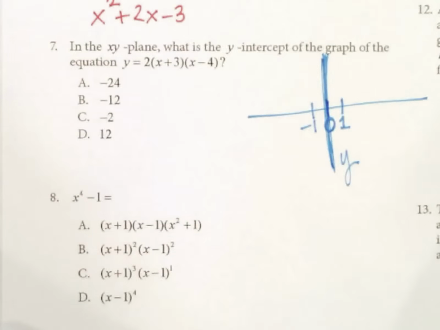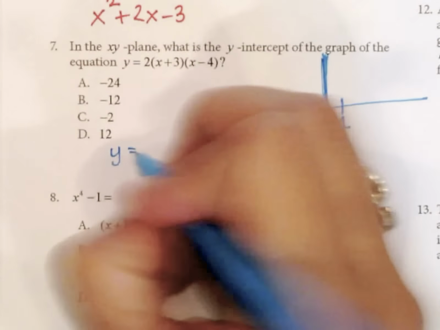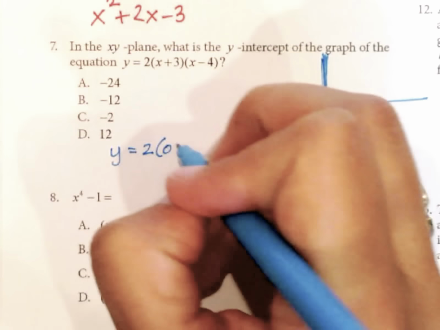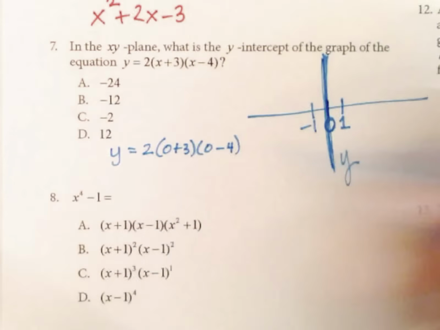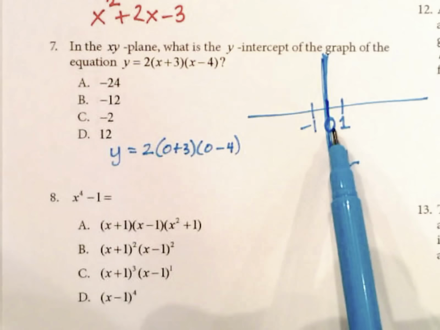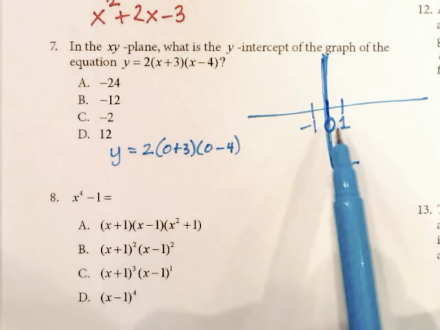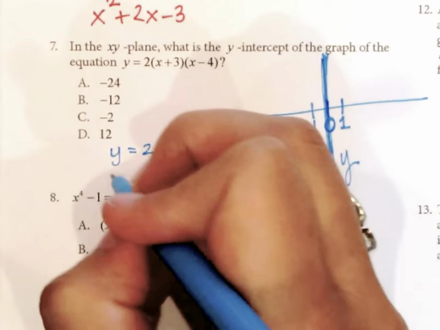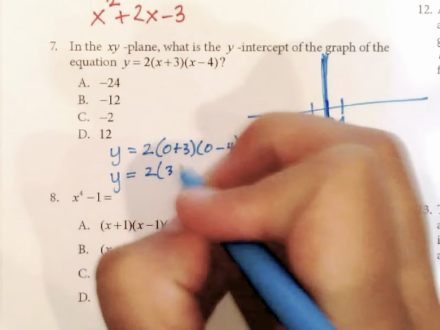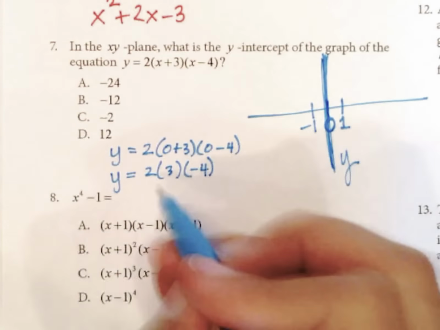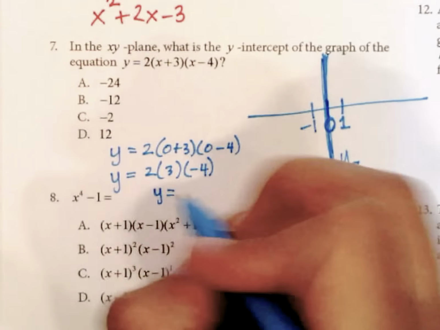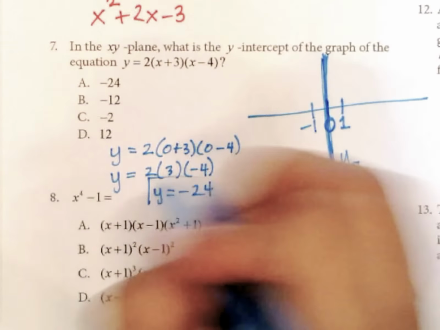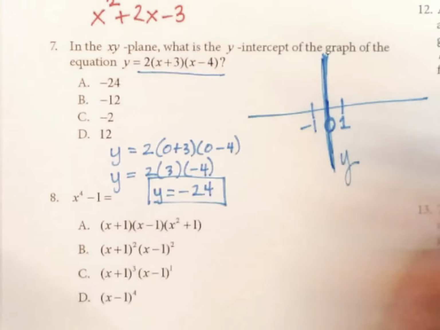So we're going to plug that into our function here. So y equals 2 times 0 plus 3 times 0 minus 4. So we just took the value at the y-intercept, x equals 0, and we put that in. Y equals 2 times 3 times -4. 2 times 3 is 6. 6 times -4 is -24. So our y-intercept for this function here is at -24.